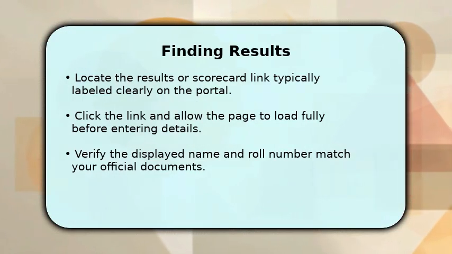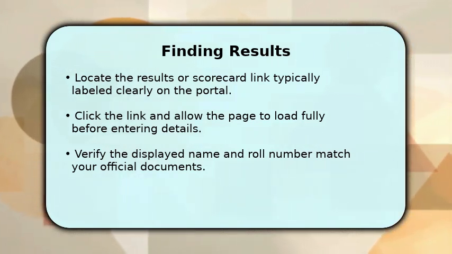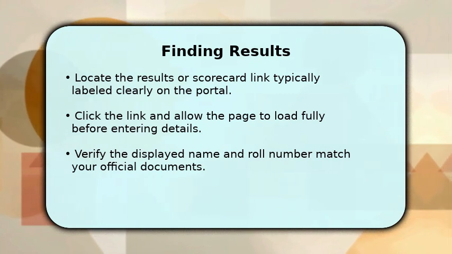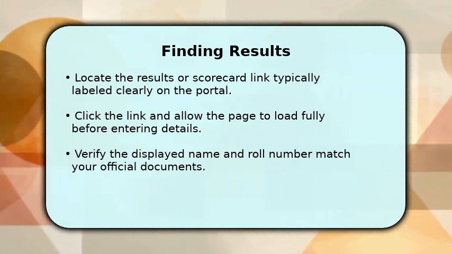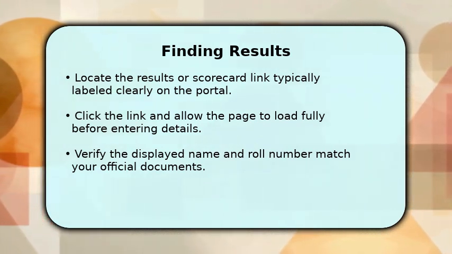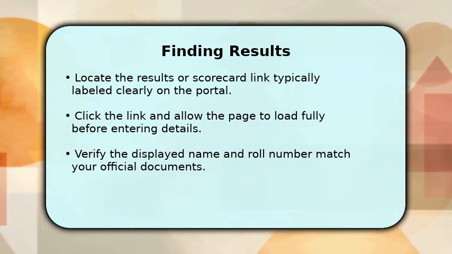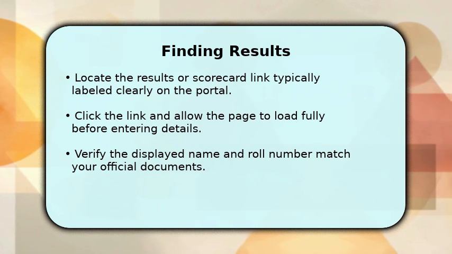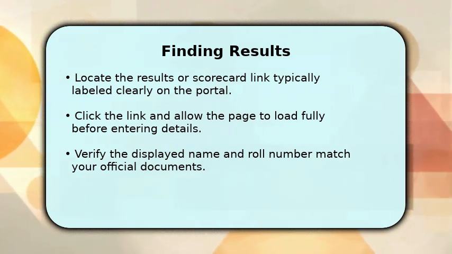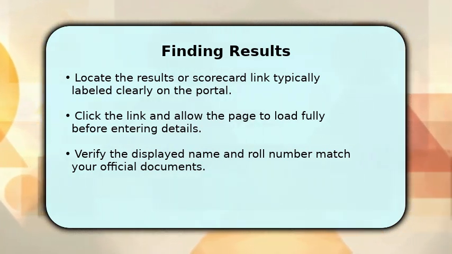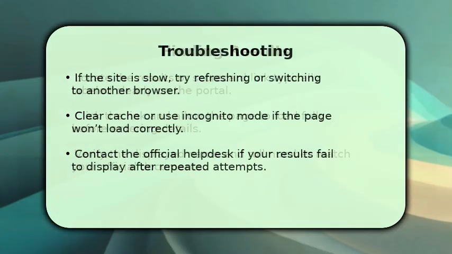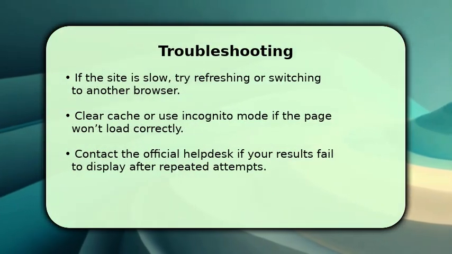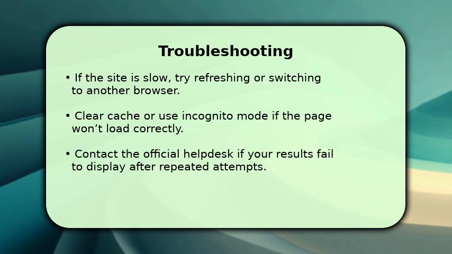Open the Results area and look for links named Results, Scorecard, or Admit Card depending on the portal layout. Click the correct link and wait for the form to appear, then enter your roll number and date of birth as printed on your Admit Card. After submission, confirm your name, roll number, and city are correct, then download the PDF and take a screenshot for backup and future reference. If the portal is slow or timing out, refresh the page, try a different browser, or use incognito mode to bypass cached issues.